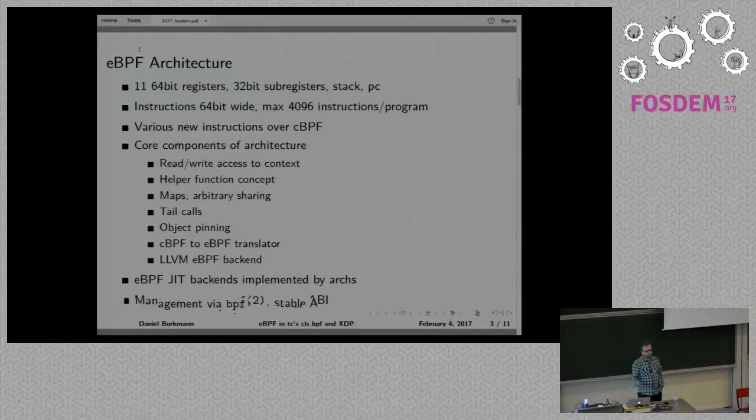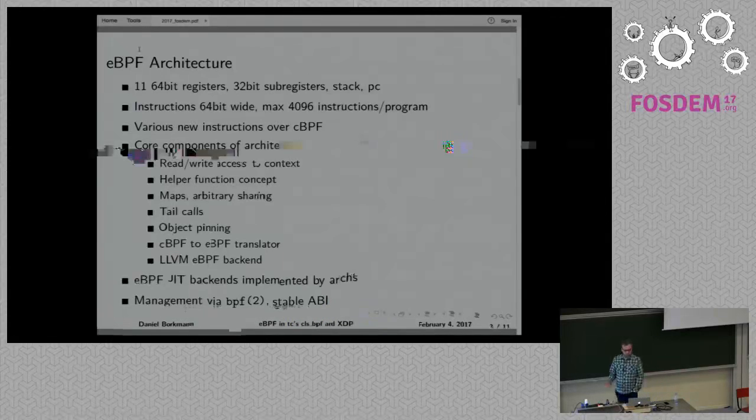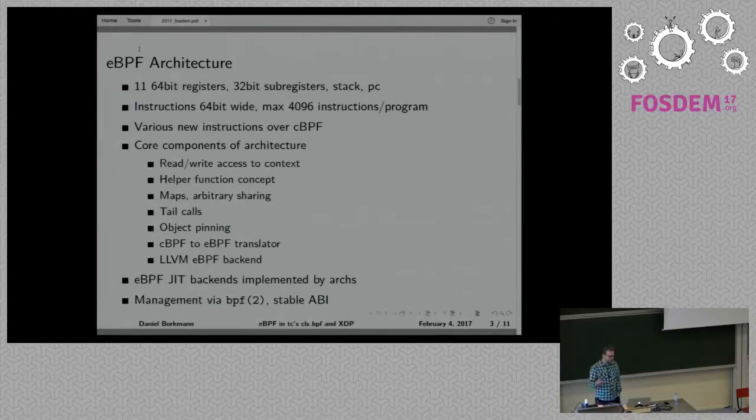Compared to the cBPF that we know from tcpdump, like what I mentioned earlier, there are various new instructions. Of course, you have the whole 64-bit range of instructions for ALU operations, for example, because cBPF was only 32-bit, and you have things like a call instruction where you can call into a helper function, which I will explain later. So there are various new instructions.